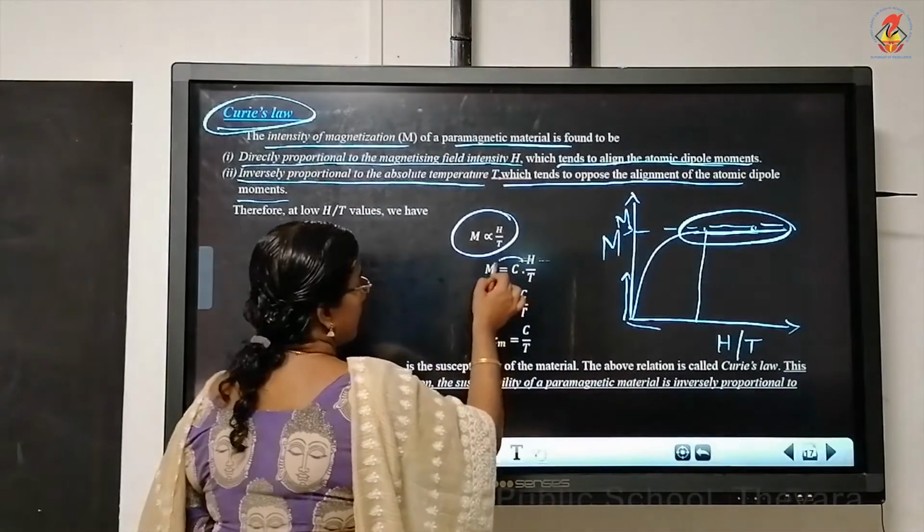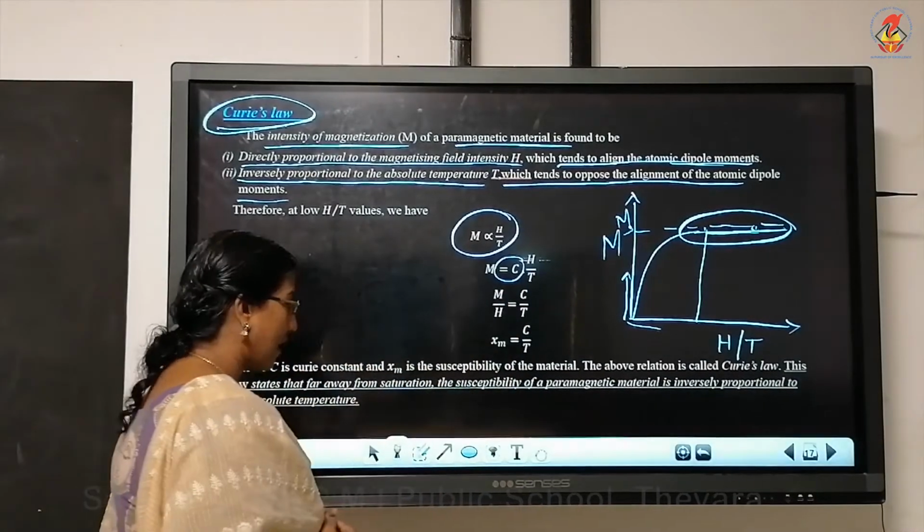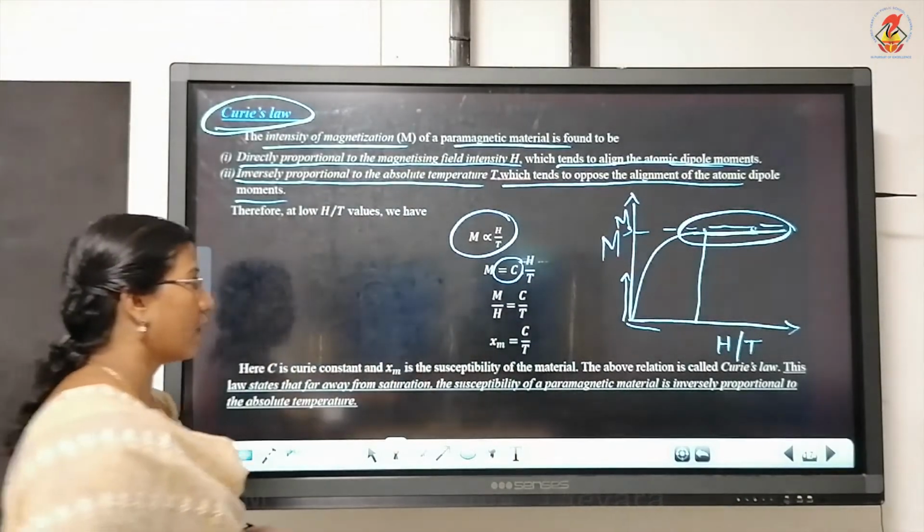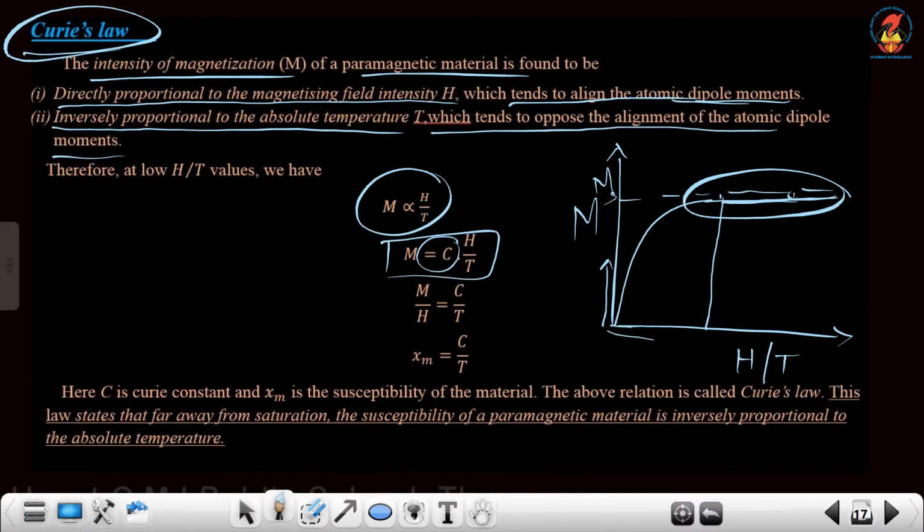C is the constant and is known as Curie's constant. So, we can write M is equal to CH by T, or bringing the H to the side, M by H is equal to C by T. M by H is the susceptibility. So chi_M is equal to C divided by T, and this is Curie's law.